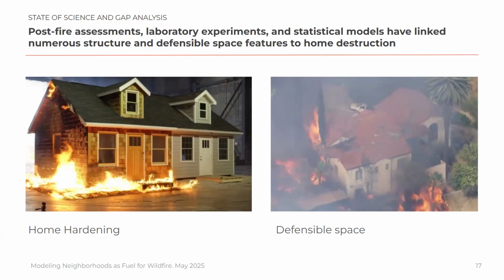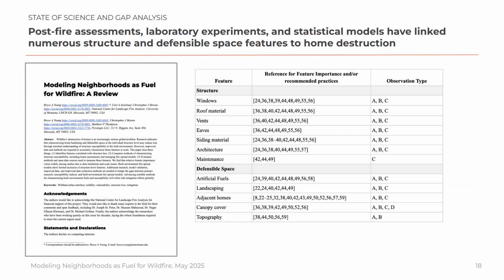And they've determined that these features are classified into home hardening and defensible space. And of those features, there are 12 main ones that percolated up towards the top in the literature. The structure features are windows, roof material, vents, eaves, siding material, the architecture of the home, and the maintenance levels of the home. And the defensible space features that have appeared to matter are artificial fuels, so think sheds, automobiles, wood piles, landscaping, which is like mulch or ornamental vegetation around your home.